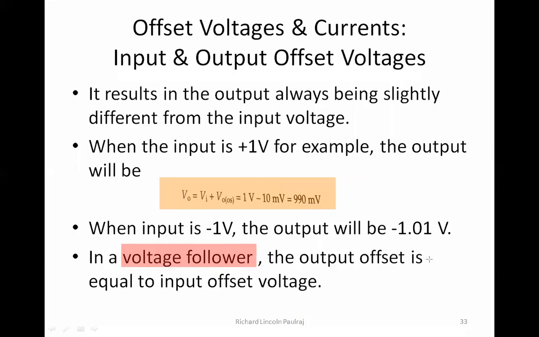Is it acting like a voltage follower? Yes, no. Students, I need your response. After seeing these differences in input and output, do you think this voltage follower holds good? It doesn't hold good, yes, sir.